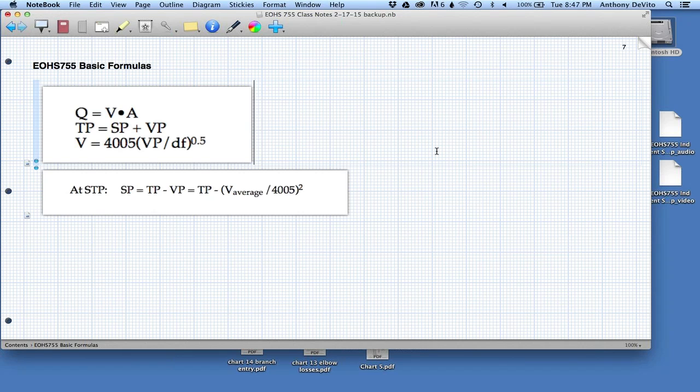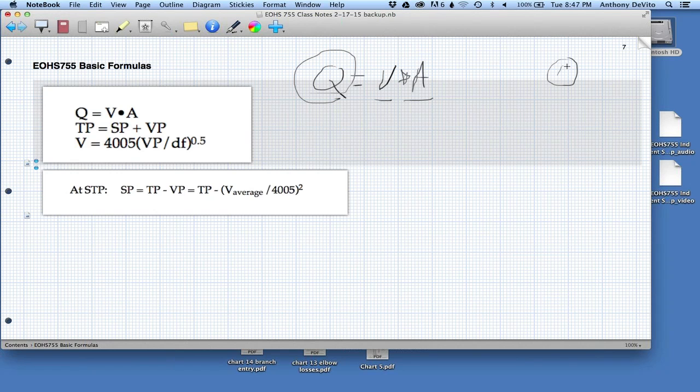Well, here are our basic formulas that we covered in the first couple of weeks of the semester. We're only up to week 3, right? Seems like we've been doing this a little bit longer anyway, but we're only up to week 3. Okay, so what are these formulas telling us? Well, first formula, Q is equal to V times A, right? The amount of air that you're moving is equal to the velocity times the cross-sectional area.